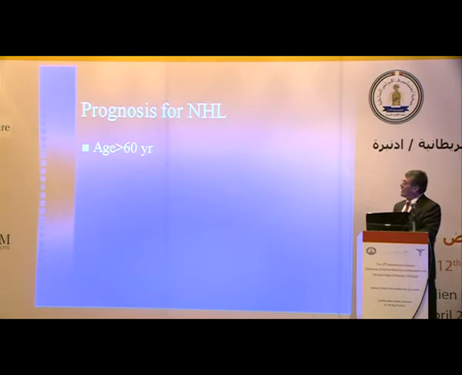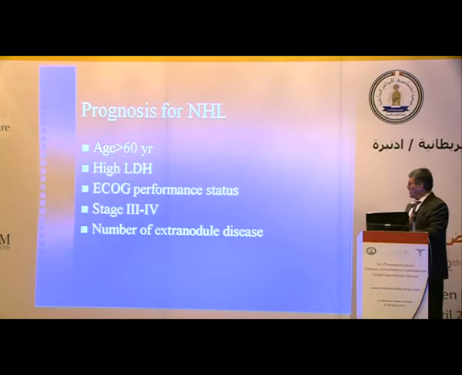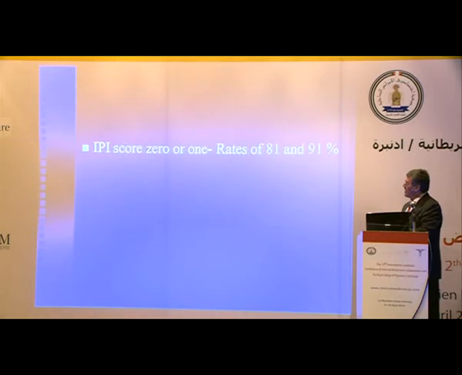They adopted five points to deal with in the prognosis. The first one is age more than 60 years, high LDH, performance status of more than 2, stage 3 or 4, and finally the number of extranodal or extramedullary disease sites. Each one will have points. If the international prognostic index score is 0 to 1, then this is good. This will give us the prognosis for those patients.